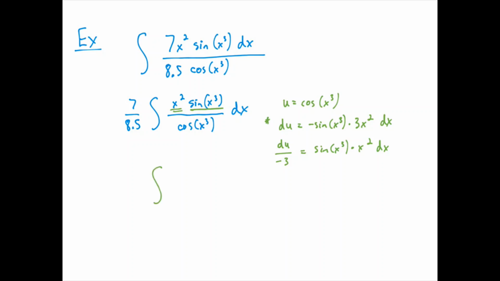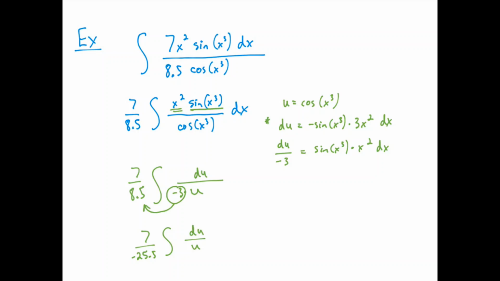So when I substitute in, the denominator is going to be u, and then the numerator will be du over -3, but I can put the -3 downstairs like this. And then I'll bring that -3 out and multiply it by the 8.5. So -3 times 8.5 is -25.5, the integral of du over u.